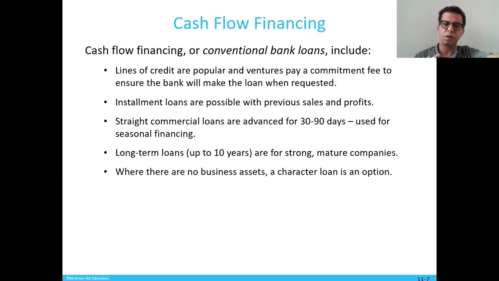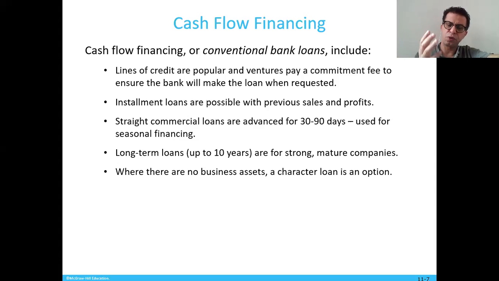And the bank usually takes a fee for it when you request. Installment loans are possible with the previous sales and profit. So when they ask you for an installment loan, it can be done through your sales and your profit. And a straight commercial loan or advance for 30 to 90 days is used for seasonal financing. So if you have a booming season or a low season, you can talk to the bank and they can finance it for 30 to 90 days.